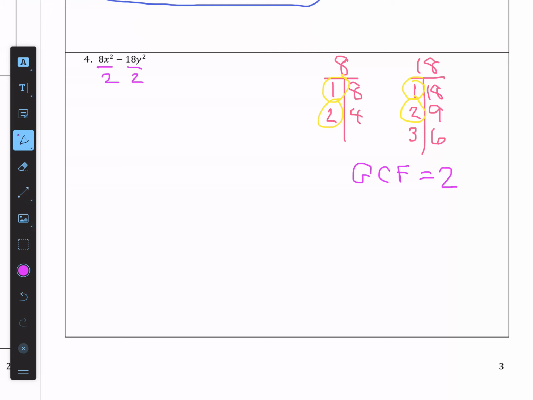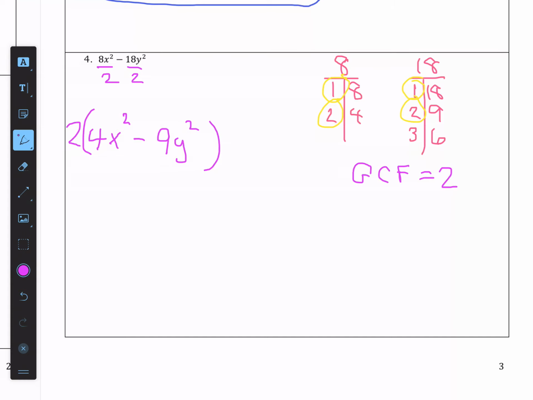So 8 divided by 2 is 4. And then we still have that x squared minus 18 divided by 2 is 9. And then we still have the y squared. So put that in parentheses and put your 2 on the outside.